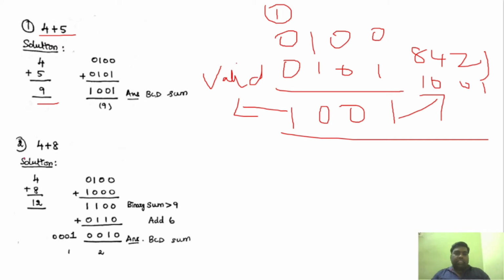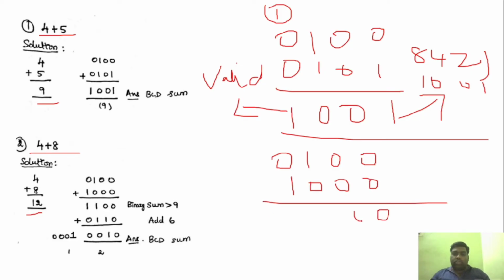But if you see this one, 4 plus 8, the second problem, 4 plus 8 is 12. So we'll do it again here. It's 0, 1, 0, 0, that is 4, and 8 is 1, 0, 0, 0. If you add this, you get 1, 1, 0, 0.